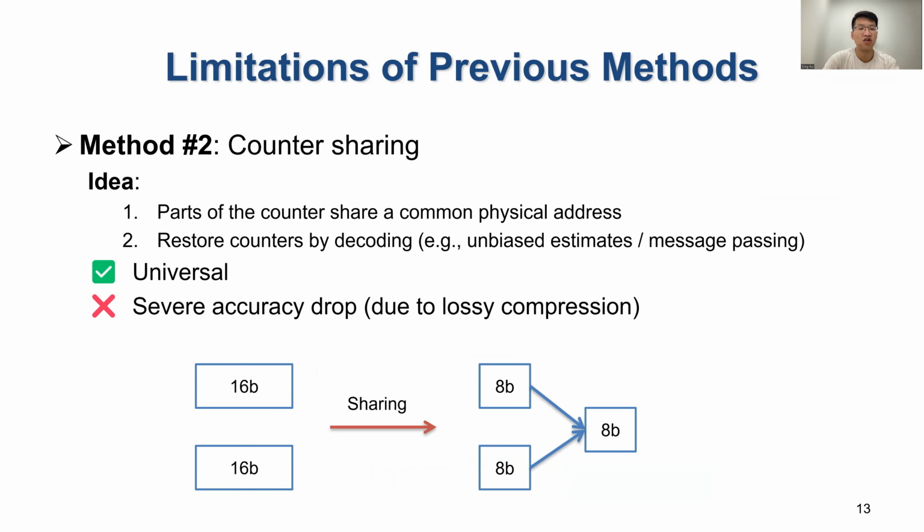The second one is counter sharing. Specifically, part of the counters share a common physical address. It leverages decoding methods to restore counters. However, it incurs severe accuracy drop due to lossy compression.